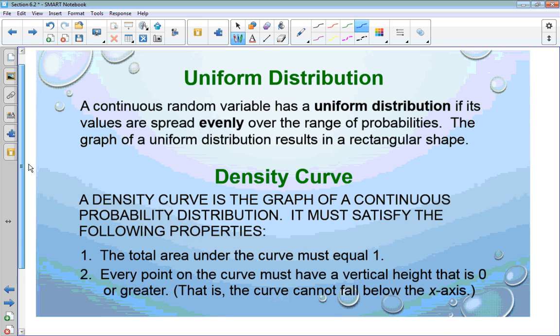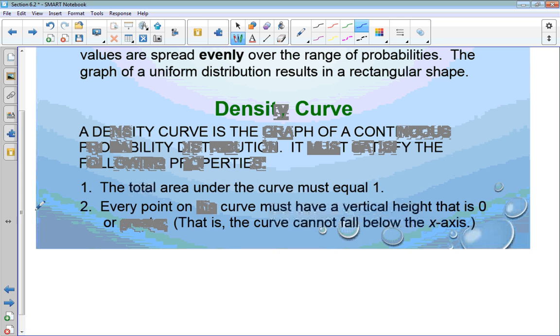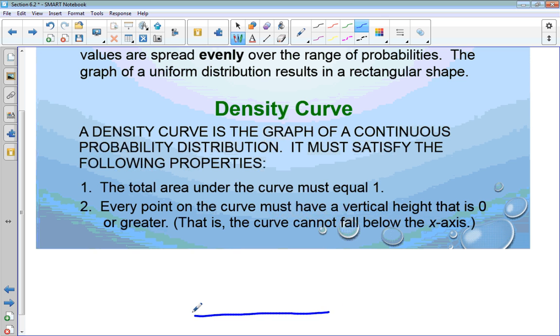A density curve is really the graph that I just drew. It's a continuous probability distribution, and under it, the total area has to be equal to 1. So again, when I have this density curve, the area under the curve is equal to 1. Every single point on the curve has a height somewhere between 0 and 1. It can't be any more. We know that probabilities have to be between 0 and 1.